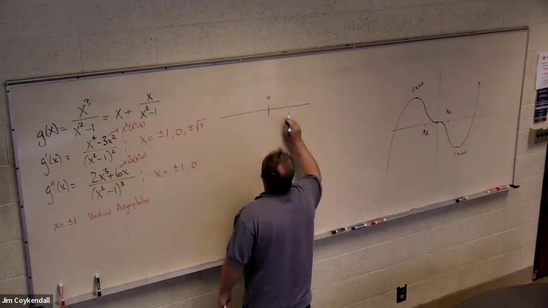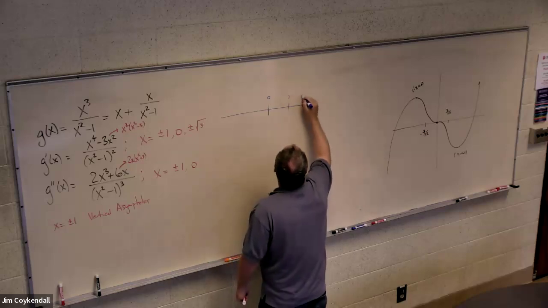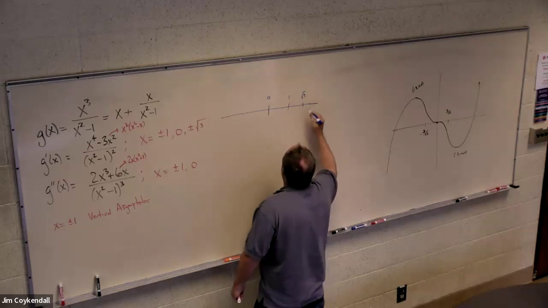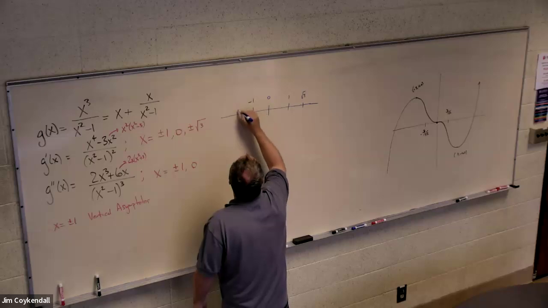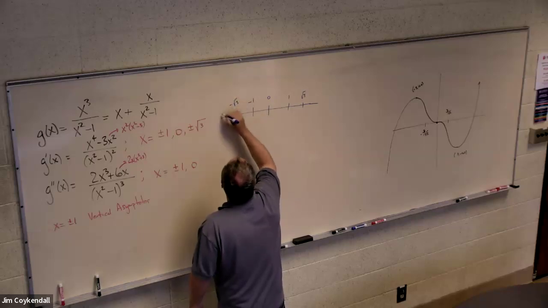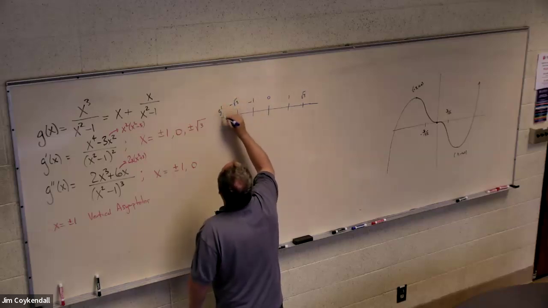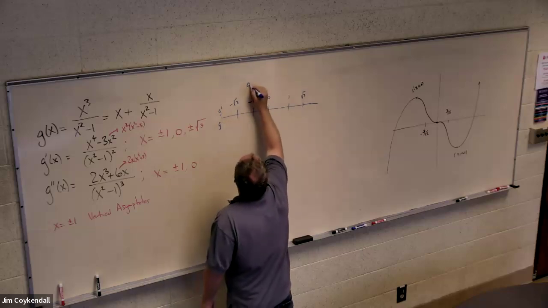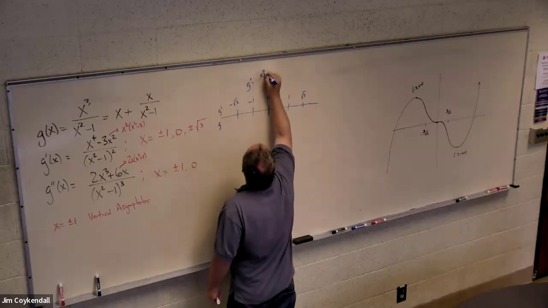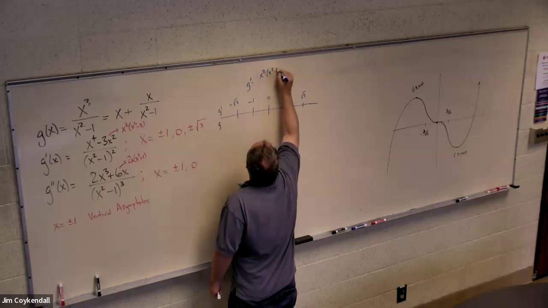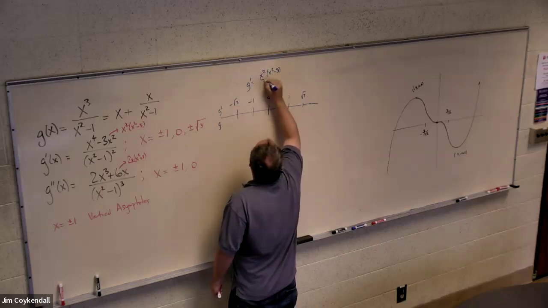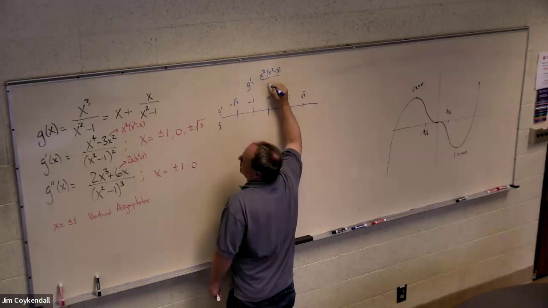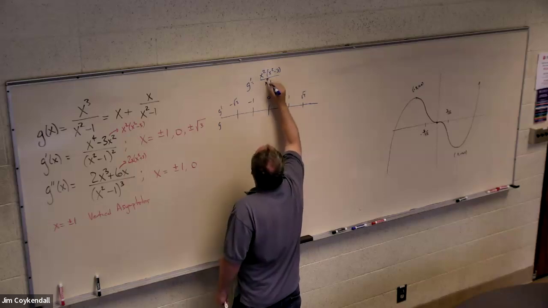Zero, we got 1, got square root of 3, and on the side, -1, minus square root of 3, and this is G prime, G. And G prime is x squared minus 3 over x squared minus 1 squared.